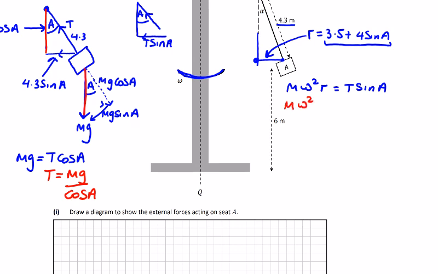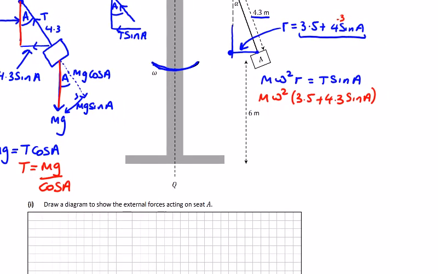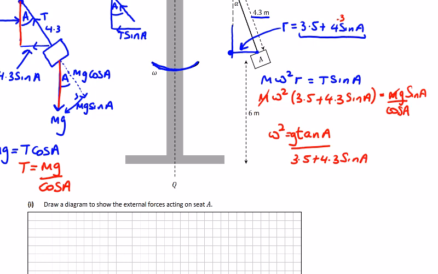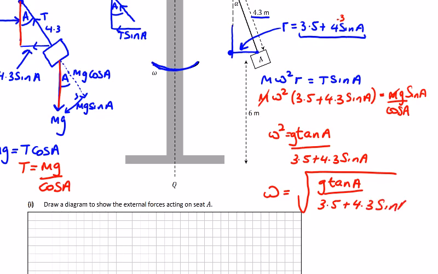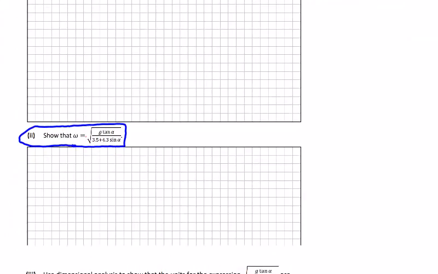So we have m omega squared by 3.5 plus 4.3 sin A is equal to T sin A. So that's equal to mg over cos A by sin A. That gives me the tan they're looking for, so we can divide by m and we're going to get omega squared is equal to g tan A, sine over cos, divided by 3.5 plus 4.3 sin A. So omega will be the square root of g tan A over 3.5 plus 4.3 sin A. Is this what they're looking for? g tan A? It is the same expression.